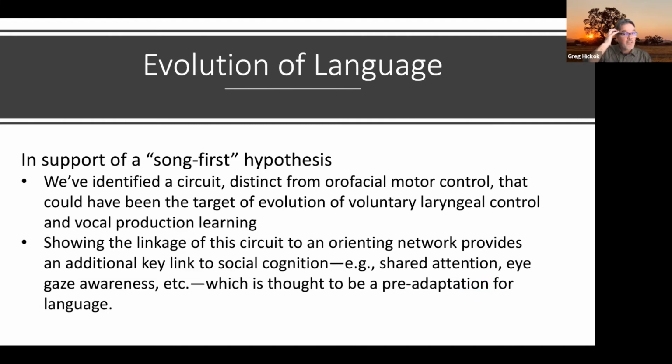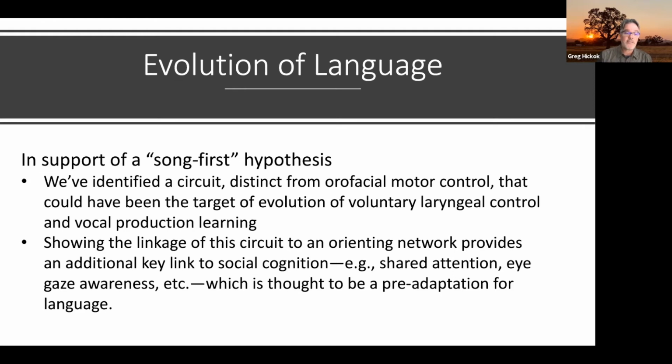Now, the view that I've been promoting today supports this song first view. And first is probably the wrong term to use. Everything is complicated and intertwined, but maybe a song early hypothesis would be better. So it supports this view in the following way. We've identified a circuit that is distinct from orofacial motor control that could have been the target of evolution of voluntary laryngeal control and vocal production learning. So if you have a separate system that seems to be controlling song-related functions, that lends some support to the view that that could have evolved independently and presumably first.